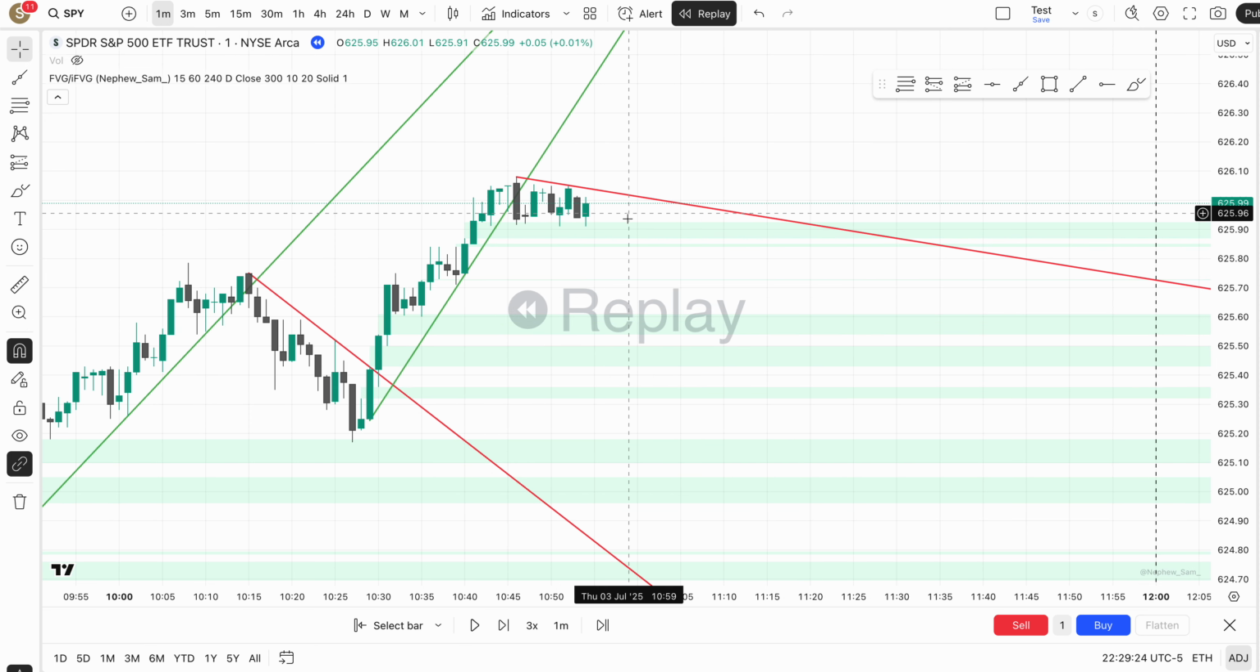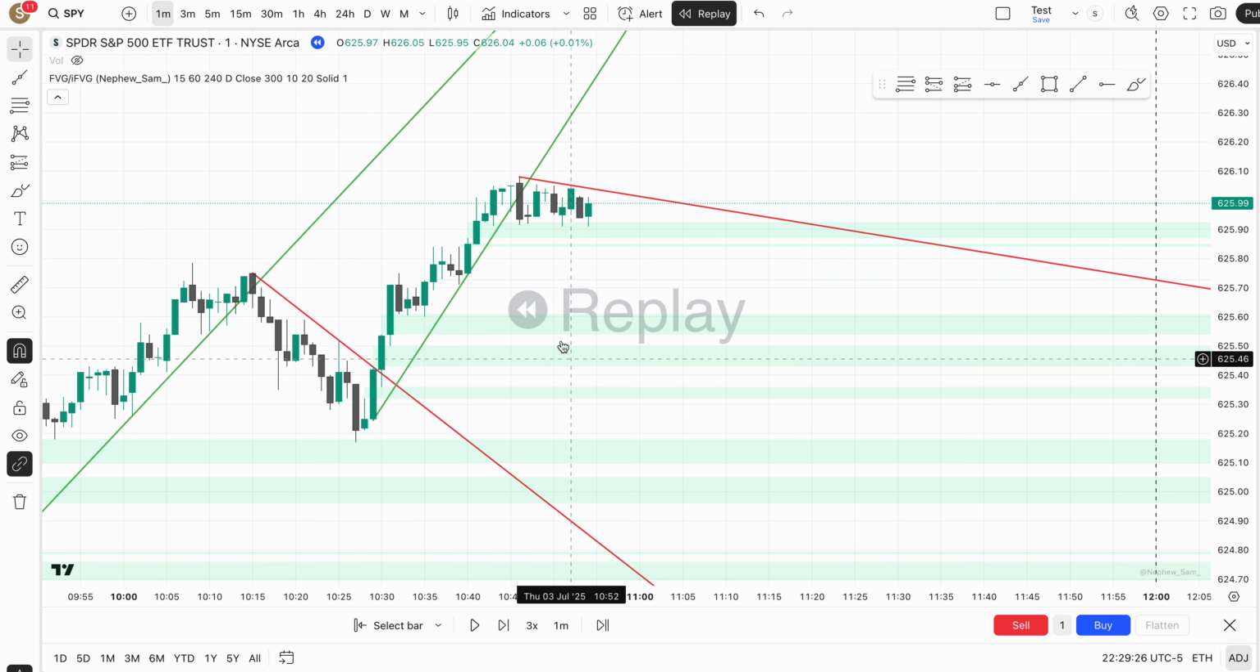It's getting late over here and I'm tired, but okay, let's keep going. So here, if you weren't in the calls, you're going to be entering puts here at, let's just call it 626, and you're going to stay in these puts as long as price stays below this downtrend.